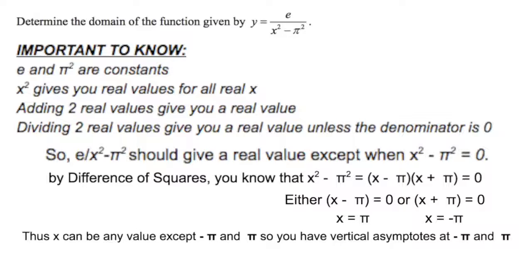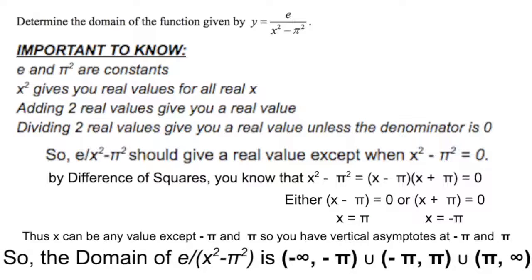Therefore, x cannot equal negative pi or pi to result in a real answer to the function y equals e over x squared minus pi squared. Therefore, the domain of the function given by y equals e over x squared minus pi squared is x less than negative pi, or negative pi less than x less than pi, or x greater than pi.